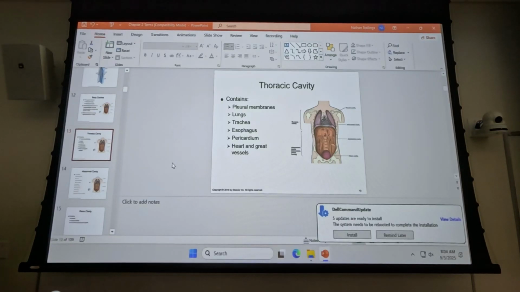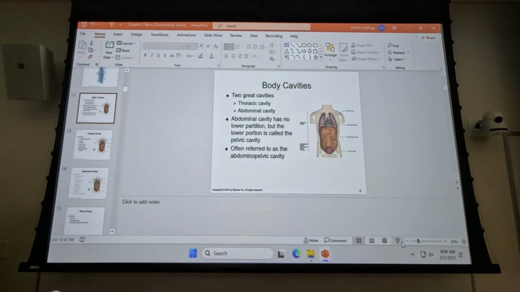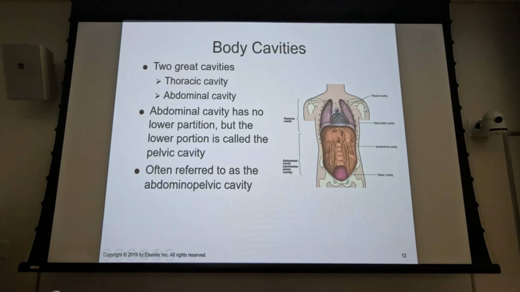So we talked about lines and planes last week, but we also need to talk about body cavities. Essentially, we've got two major body cavities, and one of those is broken down a little bit further. The two great cavities are the thoracic cavity, which is everything above the diaphragm. That will be your lungs, your heart, the things in the mediastinum, your trachea, great vessels, and all of that. And the abdominal cavity contains pretty much everything else.